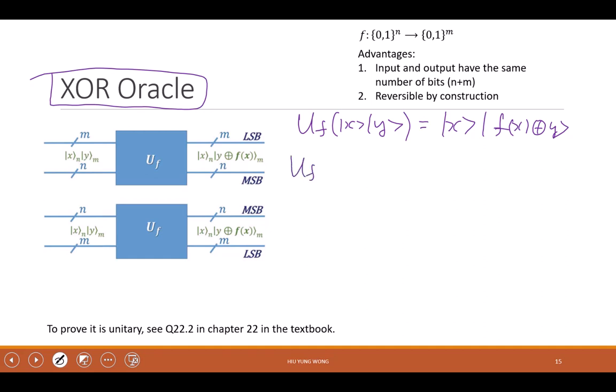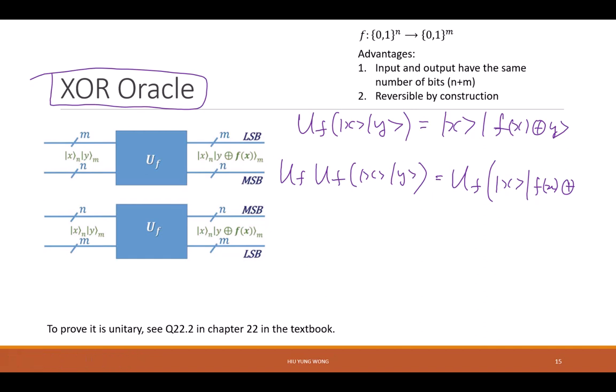If I apply uf to x and y, maybe I already showed you, no need to write it again, right? I applied uf to x and y, I get this, right? What if I apply uf one more time? Do you see that? Apply uf two times, which means I'm applying uf to x, f of x exclusive or y. Do you see what I'm doing? If I apply uf one time, I get x, f of x exclusive or y. If I apply two times, it's like I apply one time to x, f of x exclusive or y. Make sense? Any questions?